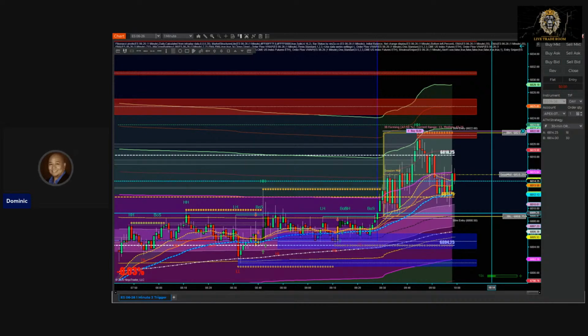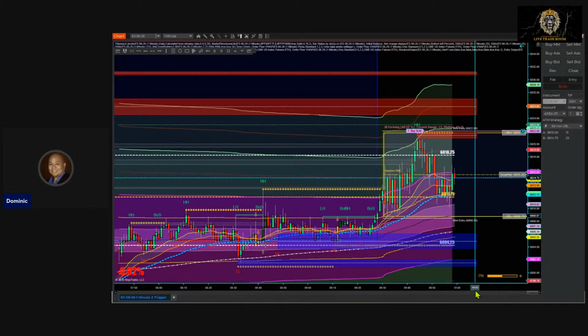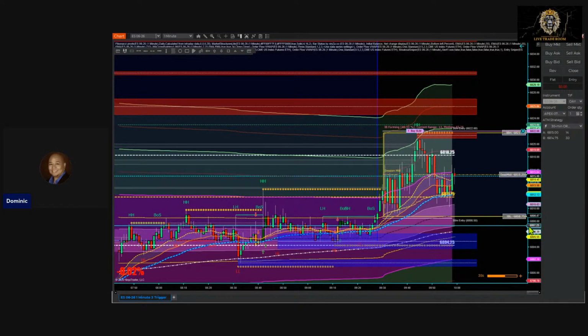2 minutes before top of the hour. Again, I'm not gonna take a break to the downside. So that's right at the VWAP. I'm going to go with the bias, not against the bias.